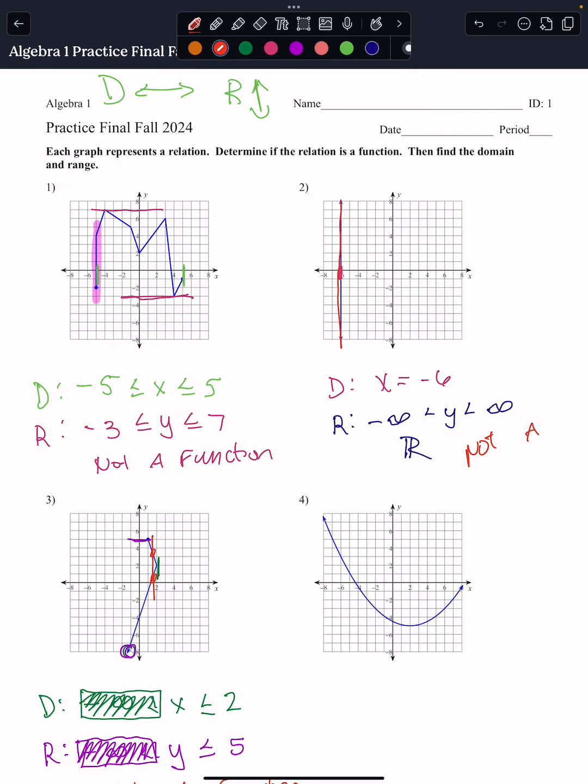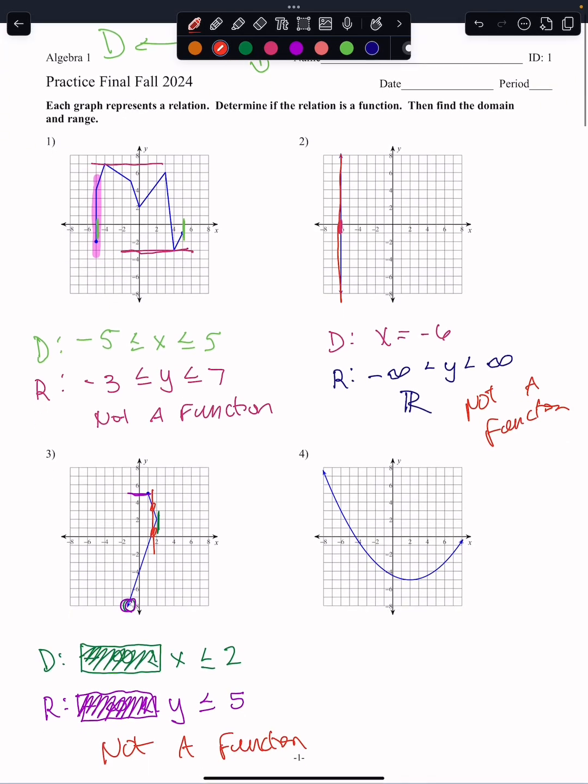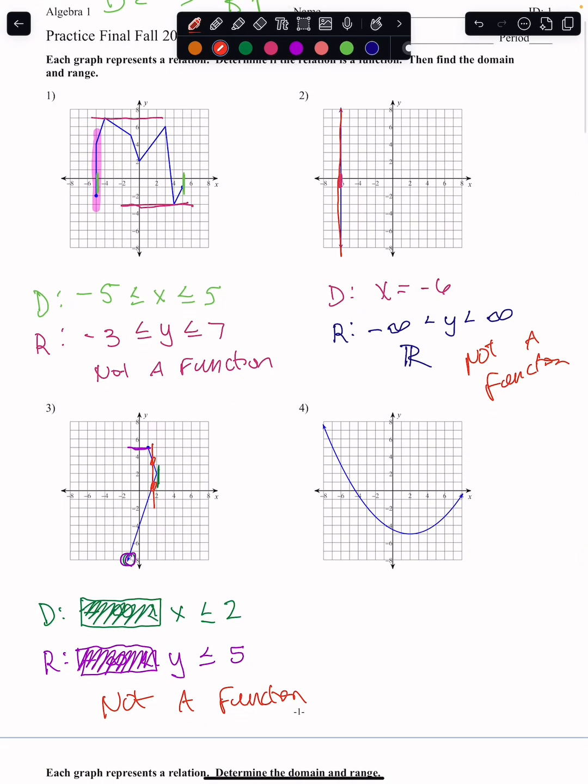And finally, number 4, what's the furthest left this goes? -infinity. Remember, domain is always X. What's the furthest right it goes? Infinity. Which means that from -infinity to +infinity, that means that's all real numbers.